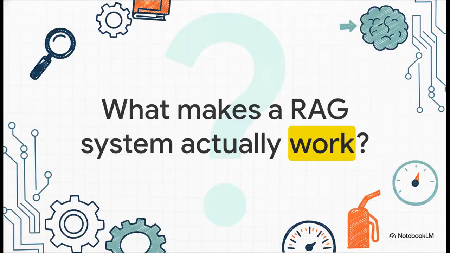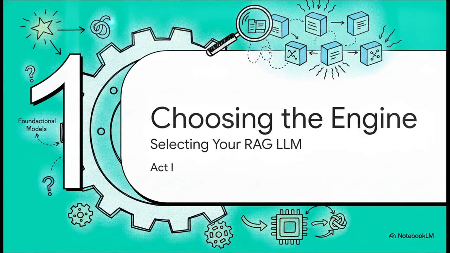Okay, let's dive right into this. What makes a RAG system actually work reliably, efficiently, and accurately when you deploy it out there in the wild? It's one thing to know the theory, the idea of giving an AI a search engine so it can look up facts before it speaks, but building it requires treating this like a high-performance engine. We've got to understand the parts, the fuel, and the precise control dials that make the whole shebang run. Act 1. Choosing the engine.